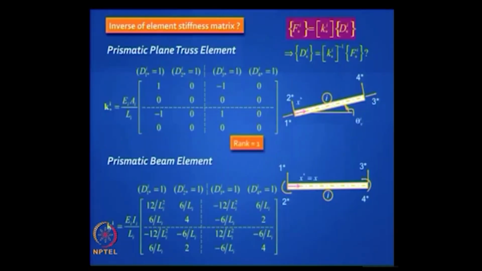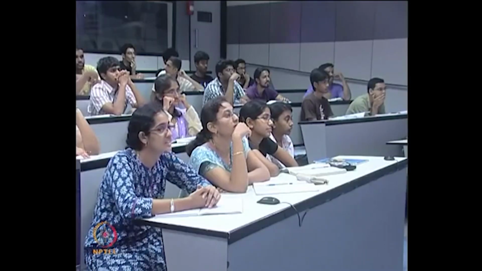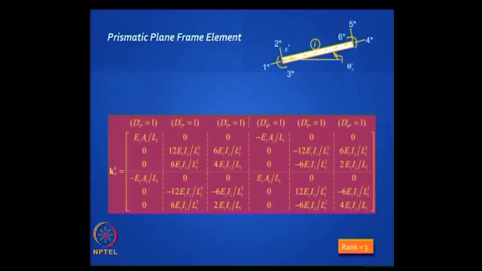So the rank of this is 1. What is the rank of the second one? 2. Is it not? 2. And what about this one? The plane frame element. 1 is for the truss. It's 3. Okay, why it's 3 you should figure out by now. You can multiply, they are all dependent, they are not independent.